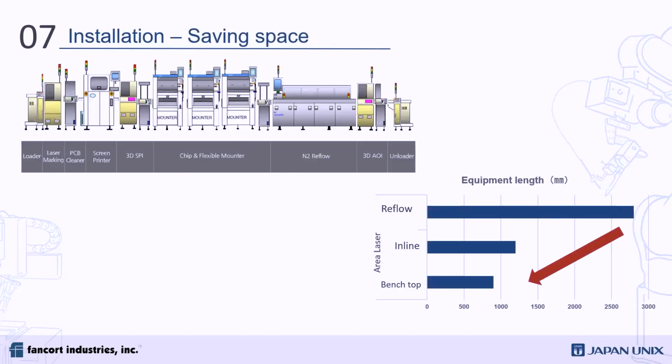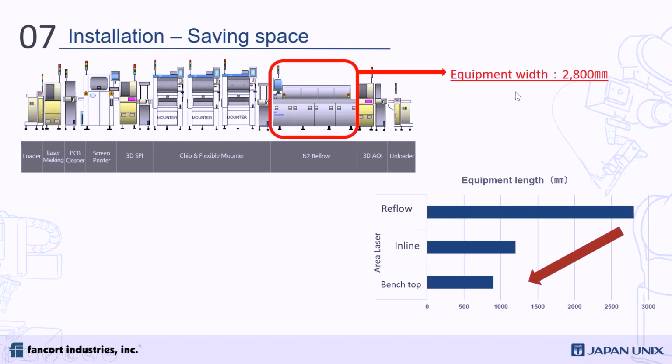So also, the equipment dimensions: the size is, I would say, around this, between a laser marking or the PCB cleaner. So really compact, and then we can make it on a custom basis and as an inline process as well. This N2 reflow oven is probably our largest dimension, which is about 2.8 meter width.